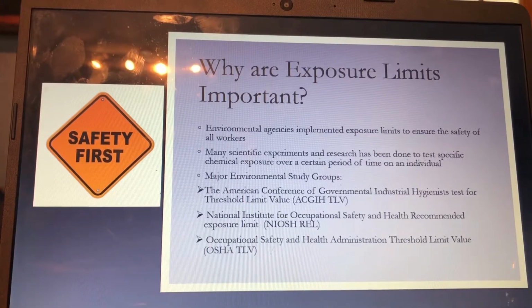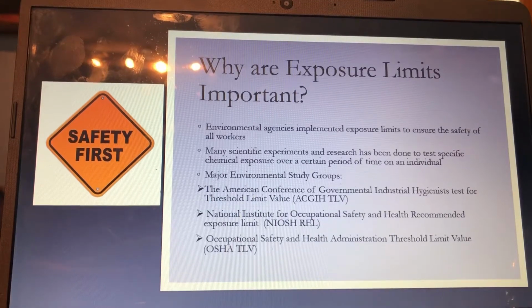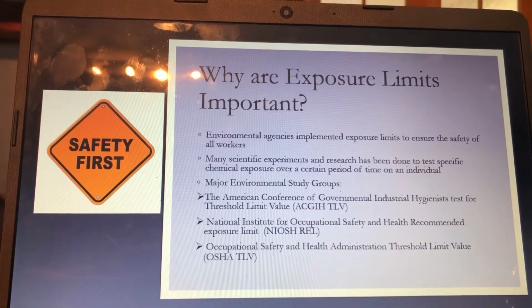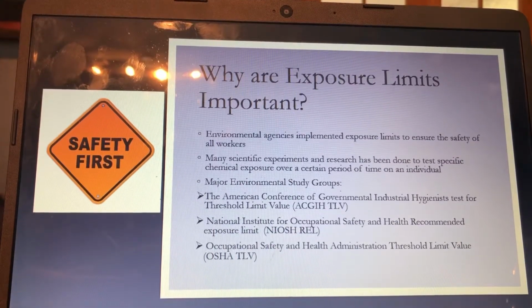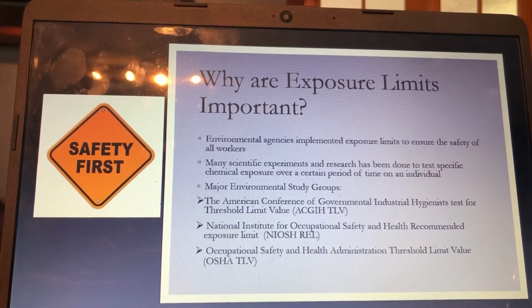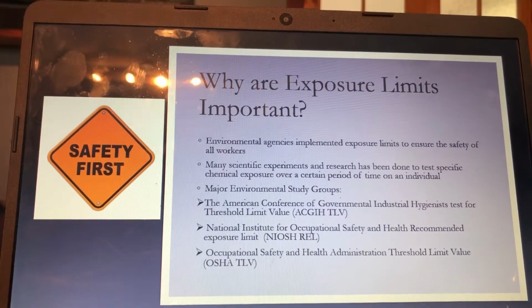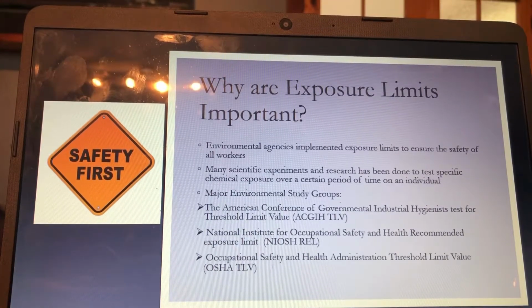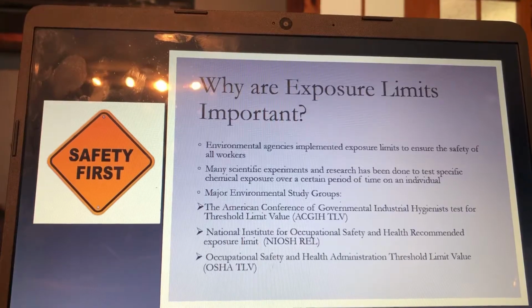The major environmental study groups consist of the American Conference of Governmental Industrial Hygienists, which tests for a threshold limit value, the National Institute for Occupational Safety and Health, which tests for recommended exposure limit, and the Occupational Safety and Health Administration, which tests for threshold limit value.